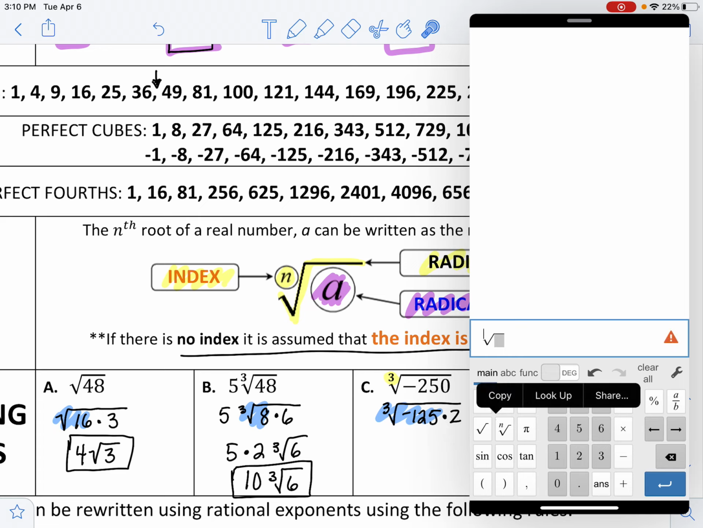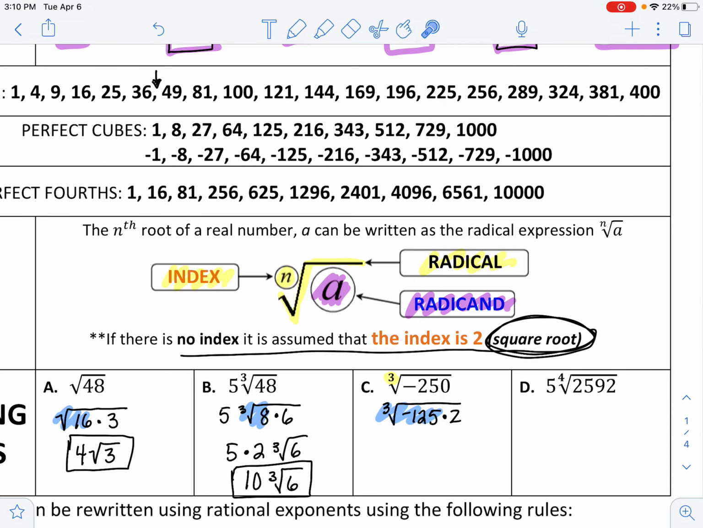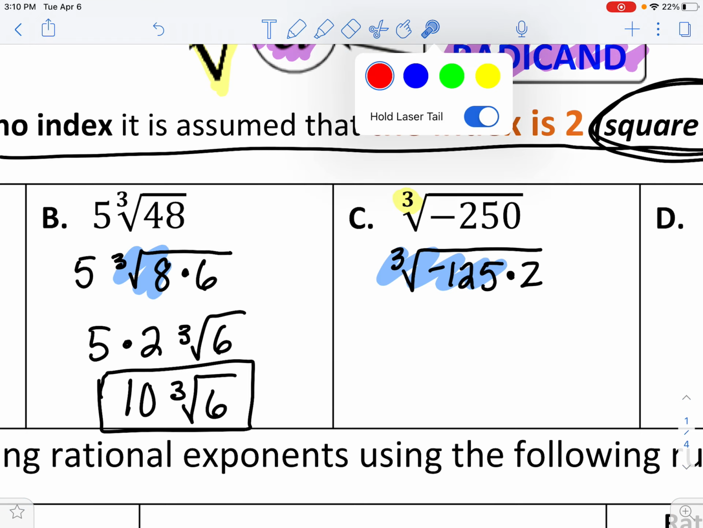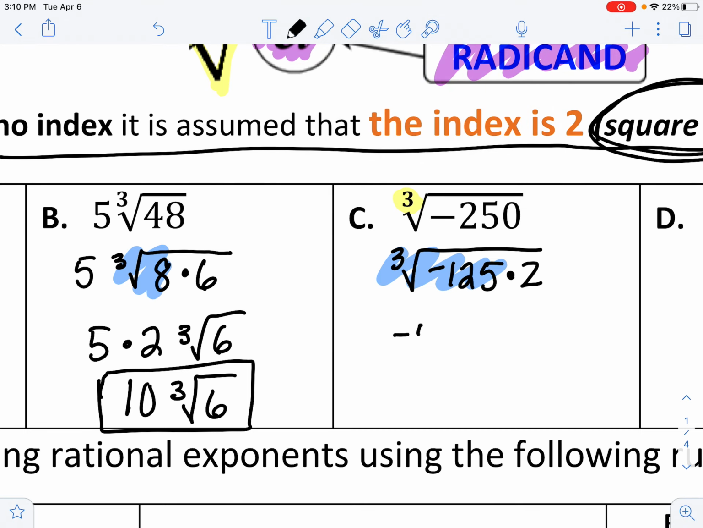And then it gives you a place to put in your index, which in this case is 3, and then put in your radicand, negative 125, and you get your negative 5. Or again, you can just count on your list of perfect cubes to get the negative 5. So this negative 5 gets out of the radical. And inside the radical is the 2, so negative 5 cubed root of 2.